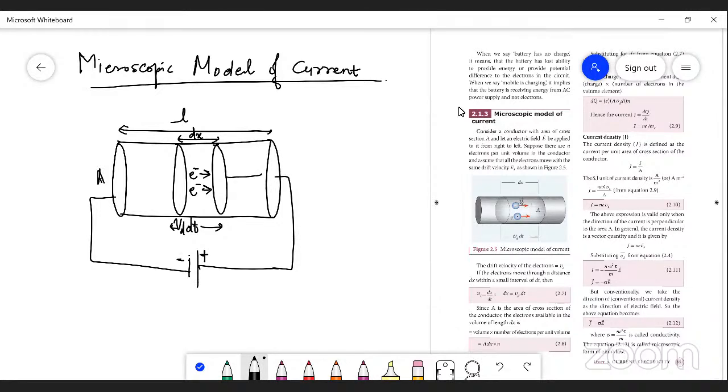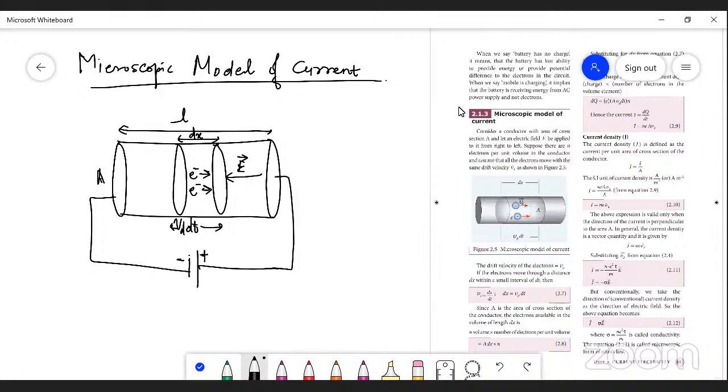So the electric field will act in this direction, E vector. The electric field acts from right to left. In this electric field, if negatively charged electrons exist, they will be attracted towards the positive potential. So drift of electrons takes place from left to right. This is how the electrons are said to be moving, from left to right.